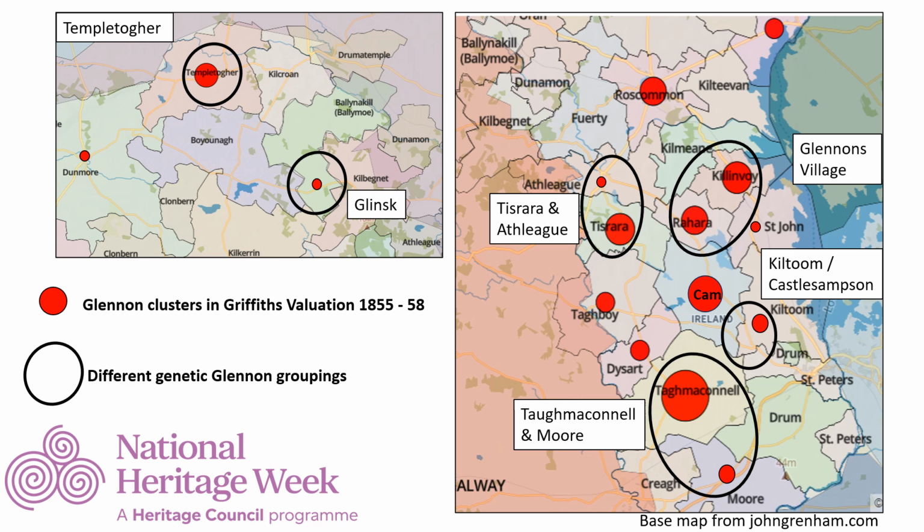So here we've got the Tishrara Athleague group. Here we've got the Glennon Village group, which is on the border between Glenvoy and Hara. We've got a Kiltoon Sampson group. We've got a Top McConnell Moore group. And then over in Galway, we've got the Glensk group, which branches off from Roscommon Glennons, and Temple Toher group, which branches off from that separate two lineage branch.